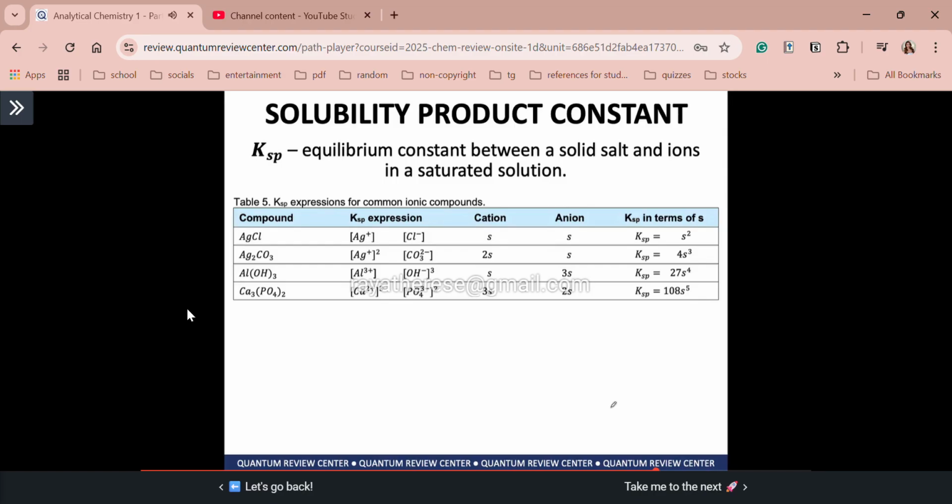So class, please take note na iba-iba kasi ang stoichiometry ng mga ions. We have 1:1, 2:1, 1:3. Kaya iba-iba din ang kanilang KSP expression in terms of S. So kapag silver, 1 lang. So S times S, S squared. Pero pag hindi na 1:1 class, ayan tingnan nyo, diba dalawang silver, kaya siya 2S.